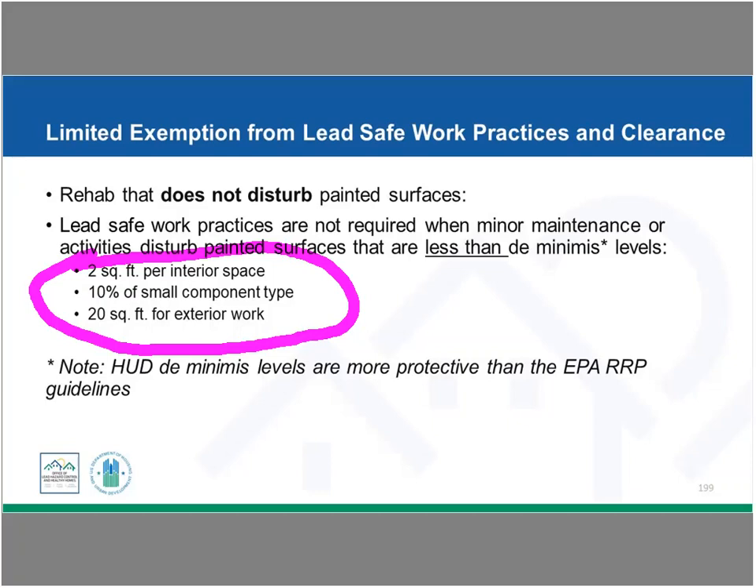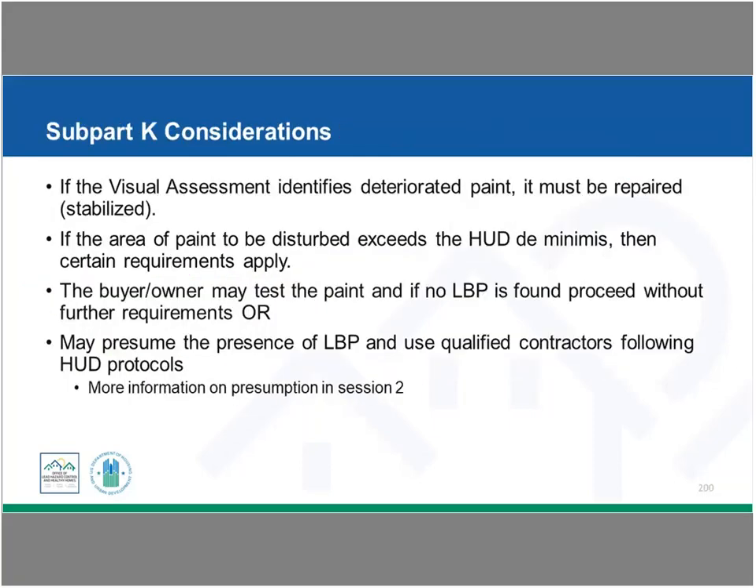We also want to let you know that the HUD de minimis levels are more protective than the EPA. For example, the 2 square feet for interior space is for HUD. For the EPA, it's actually 6 square feet. So I just want you to be aware of that. We also have a slide in a couple minutes that will talk about the differences between the HUD rules and the EPA RRP rules. This slide really shows some considerations that we're going to go into in more detail in the next couple slides, and then also later on in the module.